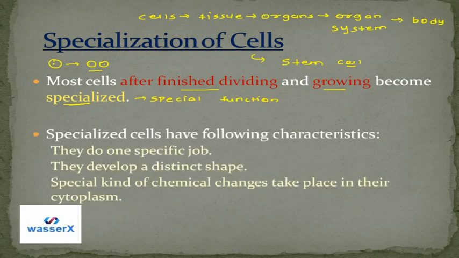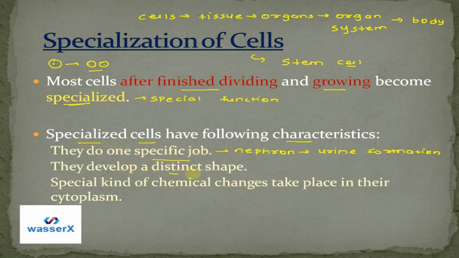So these specialized cells have the following characteristics. We just saw that there are some cells which, after growing and dividing, will form a particular specialized structure. First, they have to do one specific job. If I talk about nephron cells in humans, they have the particular function of urine formation. This is their specialized function. If I talk about xylem cells in plants, they have a particular function of transporting water from roots to the upper parts of the plant. So these specialized cells have a specific job.